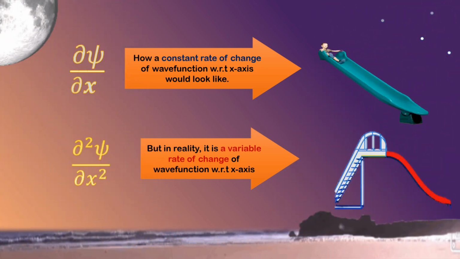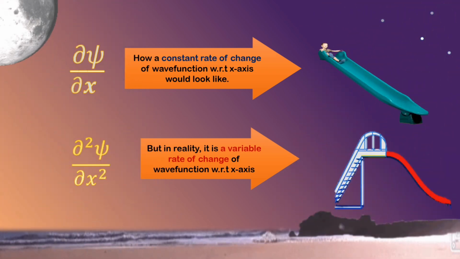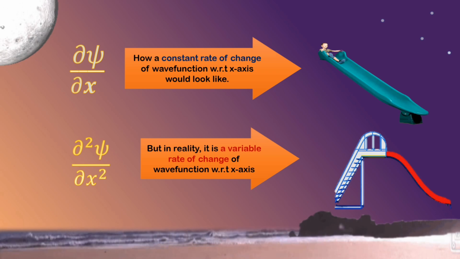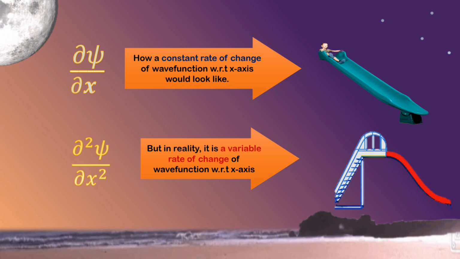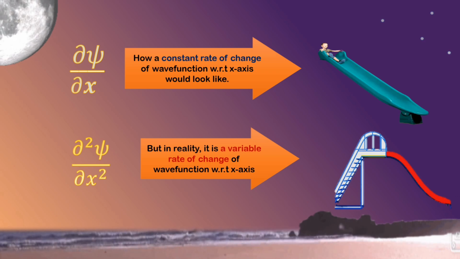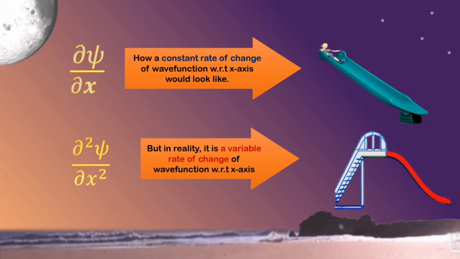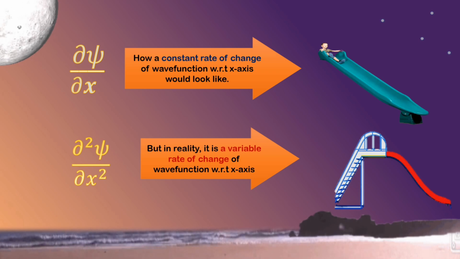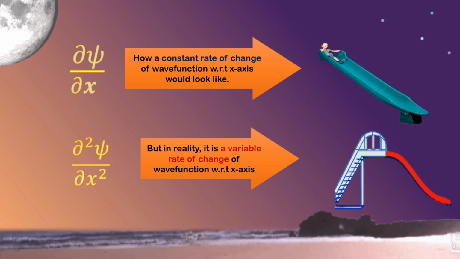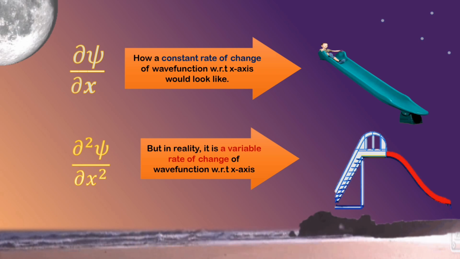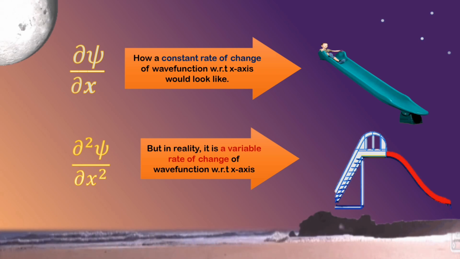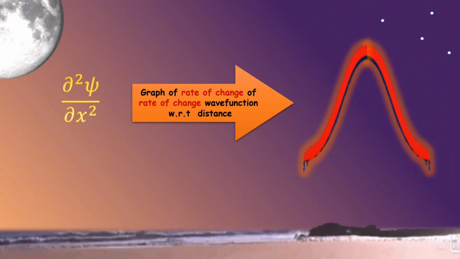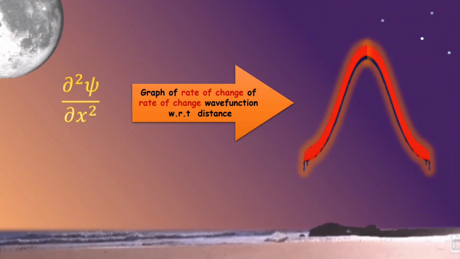Now let's go to the terms of the RHS of this equation. So rate of change of wave function with respect to x-axis is denoted as the single partial derivative with respect to x. And rate of change of that rate of change is what is denoted as the double partial derivative with respect to x. If there is a rate of change, that means we are dealing with a curved graph. Also, it can be shown as a double derivative.